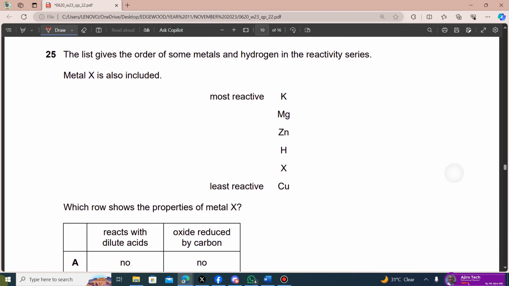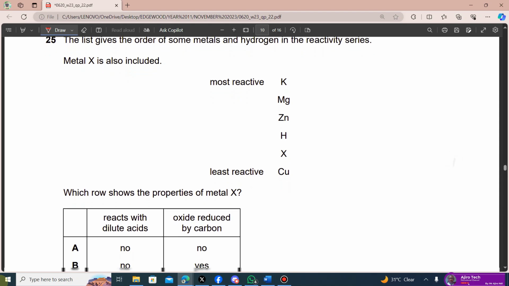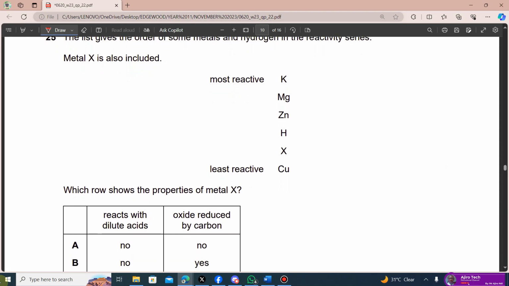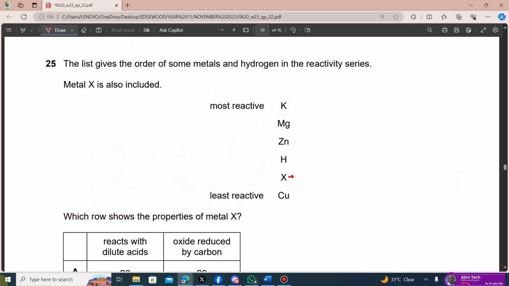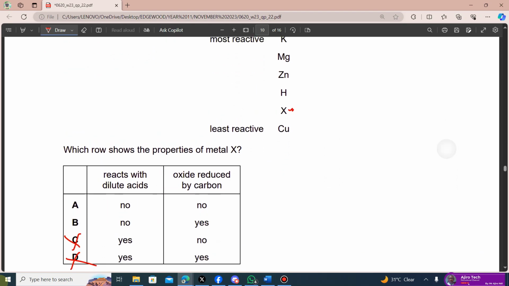The list gives the order of some metals and hydrogen in the reactivity series. So metal X is included. Which row shows the properties of metal X? Now, if metal X is below hydrogen, it will be unable to react with dilute acids. Yes, because acid contains hydrogen, so it should be unable to displace hydrogen in the reaction. So we've cancelled out options that do not align with that thought. We are left with two options now.